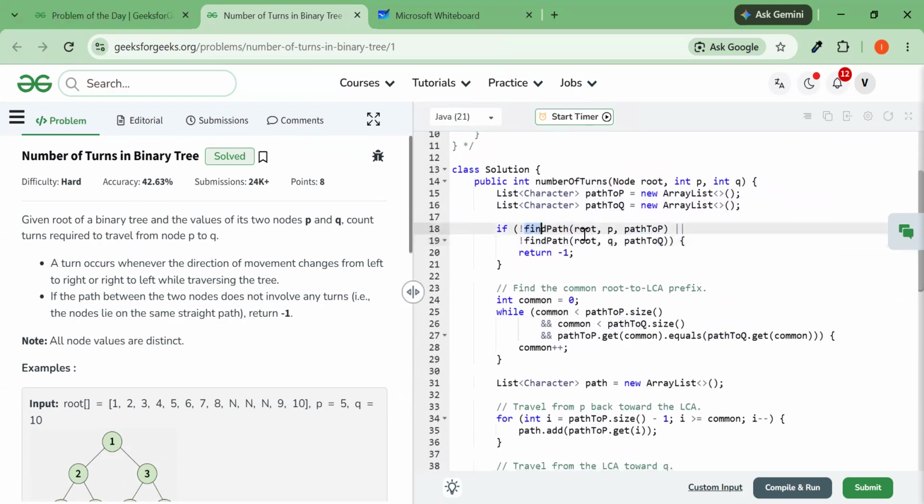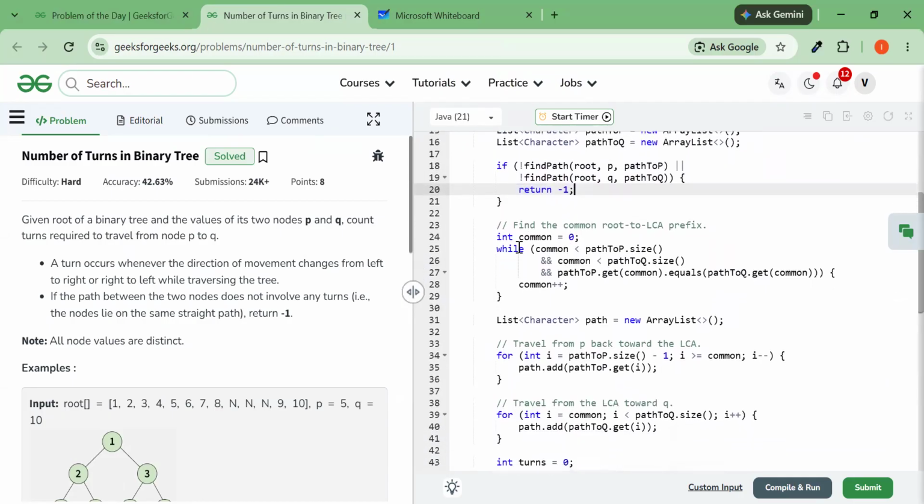So consider I find out these paths, and there is no particular path or any such cases, then I'm considering it as a return minus one. There could not be a possible solution. But if there is a possible solution, then I'm going here. So I'm finding the root to LCA prefix.